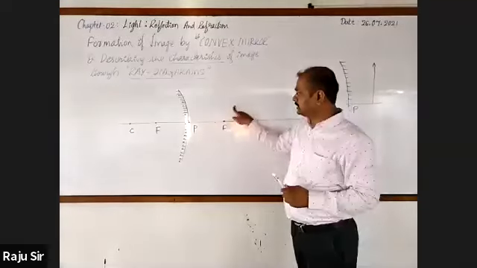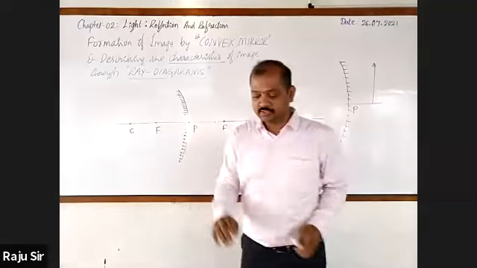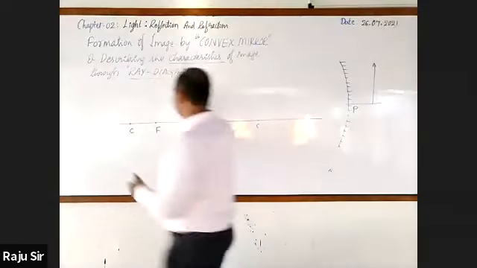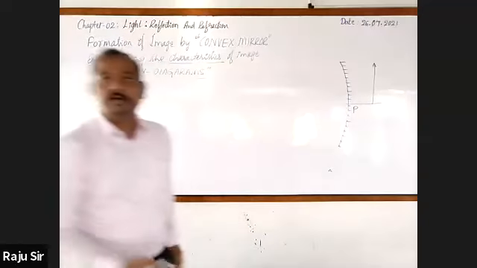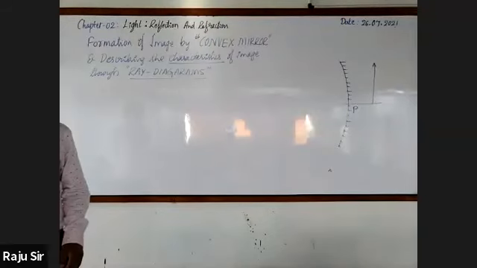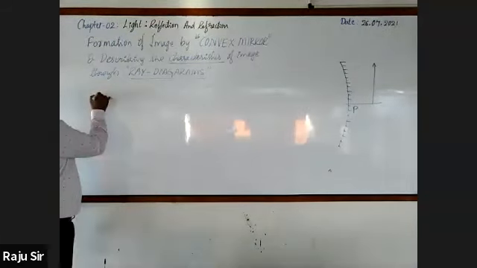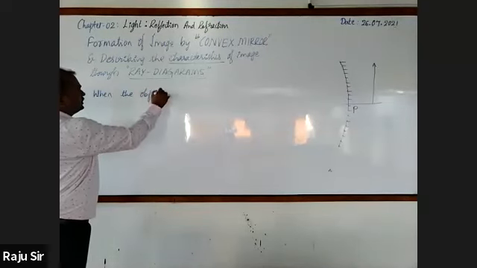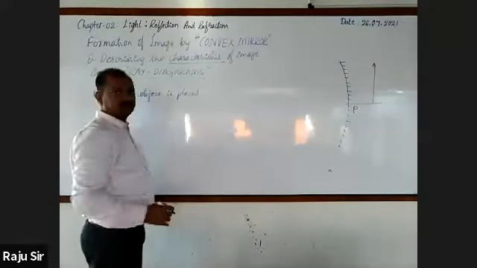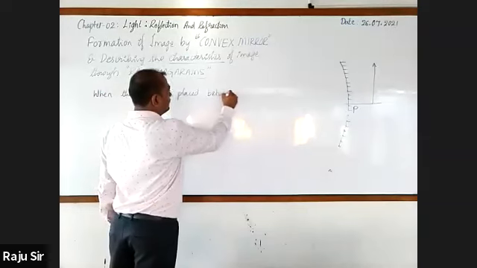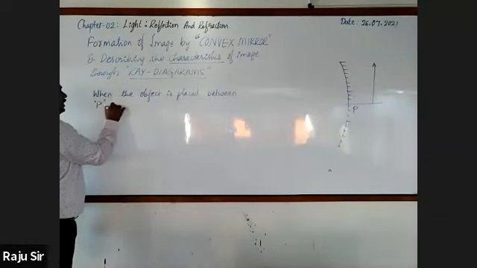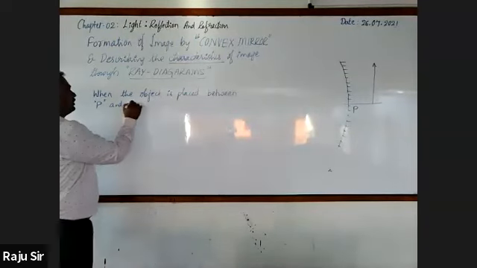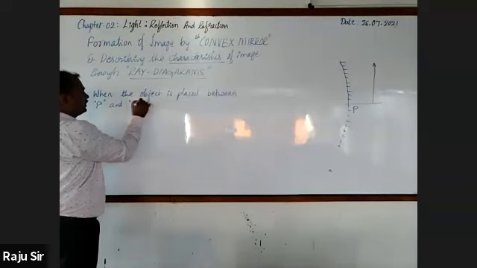Now I am going to place the object beyond F. You should also draw with me. First, right. When the object is placed between P, that is the pole of the mirror, and infinity, wherever we want, we can place it.